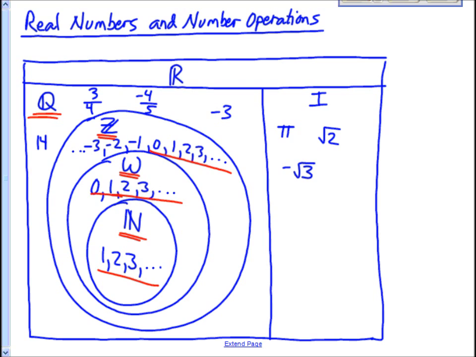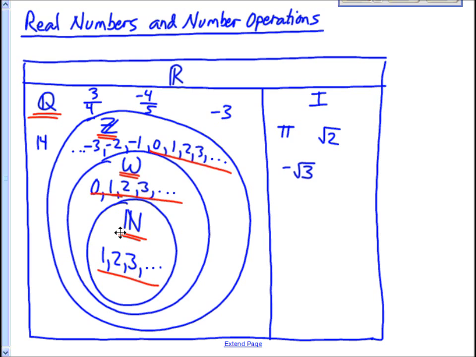You see that funky looking Q right there? Your rational numbers, by definition, are numbers that can be written as a ratio of two integers. Look at 3/4: the number on the top, the 3, is an integer, and the number on the bottom, the 4, is an integer. So it has to be able to be written as a ratio of integers, and that's a rational number.